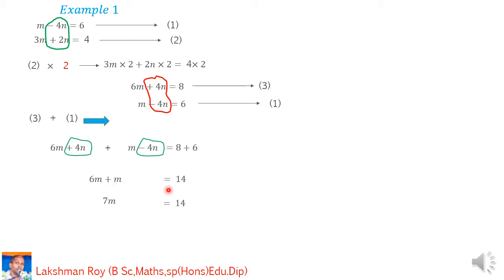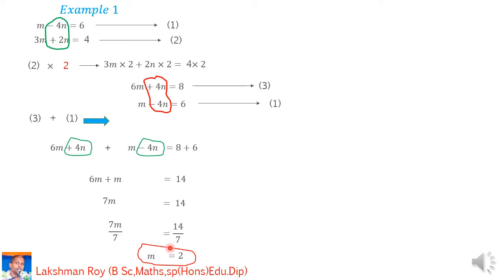Now this is a simple equation, m multiplied by 7, so on both sides you have to divide by 7. Then you can cancel 7 and 7, only m remains. 14 divided by 7 means 2. So that is the solution for m. We have found the value of one variable already.